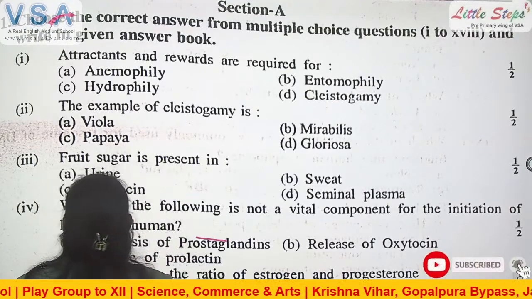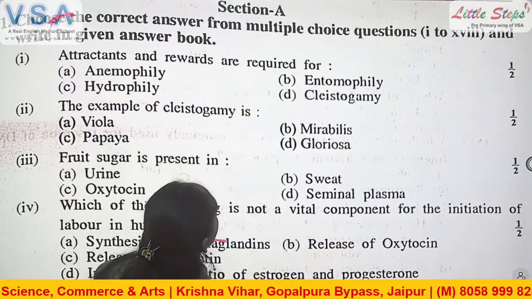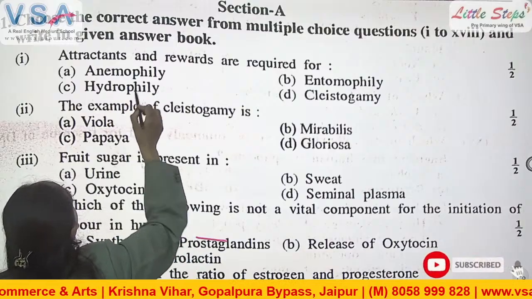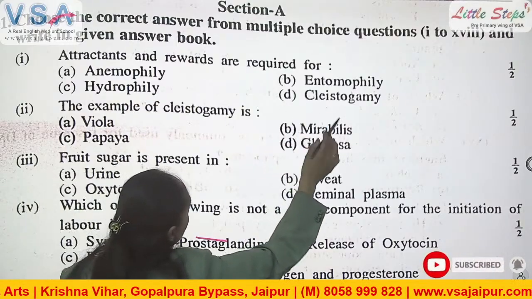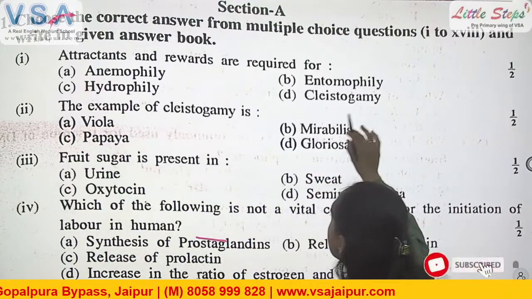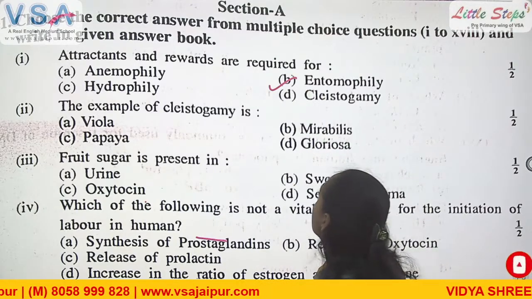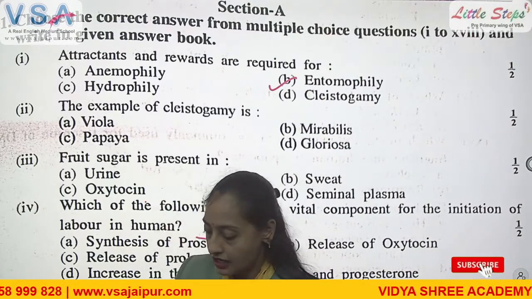The first question is, attractants and rewards are required for anemophily, entomophily, hydrophily or chasmogamy. What is the right answer? Option B, entomophily. This is the right answer.